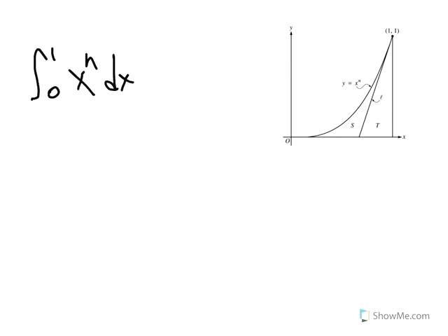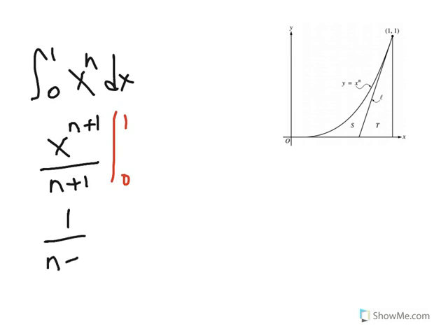That's just a simple power rule, and because it's a definite integral, we're going to use the fundamental theorem part 2. So with the power rule, we do x to the n plus 1 over n plus 1, and we're going to evaluate that between 0 and 1. When you plug in 1 for x, you get 1 over n plus 1. When you plug in 0, you get 0 over n plus 1, which is 0. So the answer for part A is simply 1 over n plus 1.